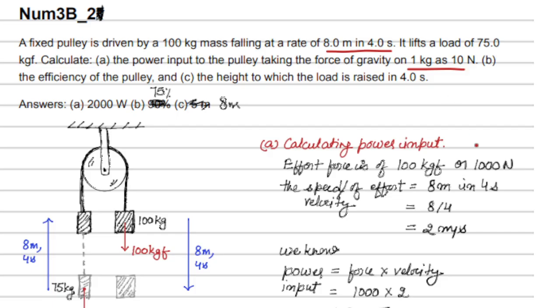First thing, let's calculate how much power we are putting in. So we have a very simple formula, right? We know the effort force is 100 kgf or 1000 Newton because I'm taking g as 10. If we want to convert 100 kgf into Newton, we just need to multiply by g. So I'm taking the value of g as 10. So it will be 1000 Newton.